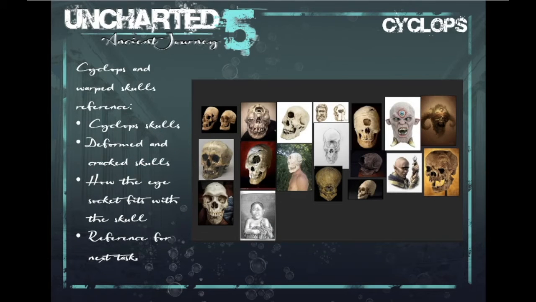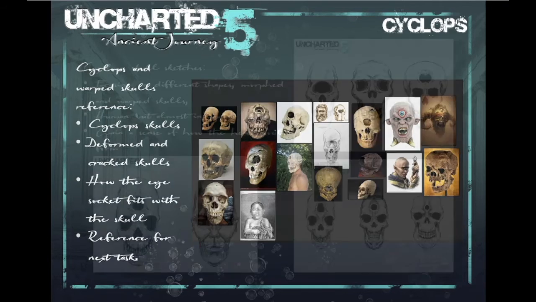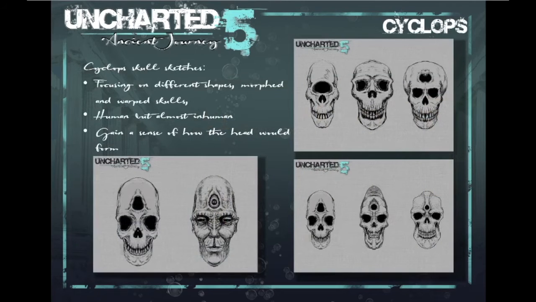This next reference sheet I collected was to gain a sense of how a Cyclops' eye would fit into a skull and how skulls deform over time. I began by sketching out various skulls using this reference, focusing on unsettling forms that were human but almost inhuman or unrecognisable as human due to the conditions that they dwell in, whilst also focusing on a prominent eye socket for the eye.